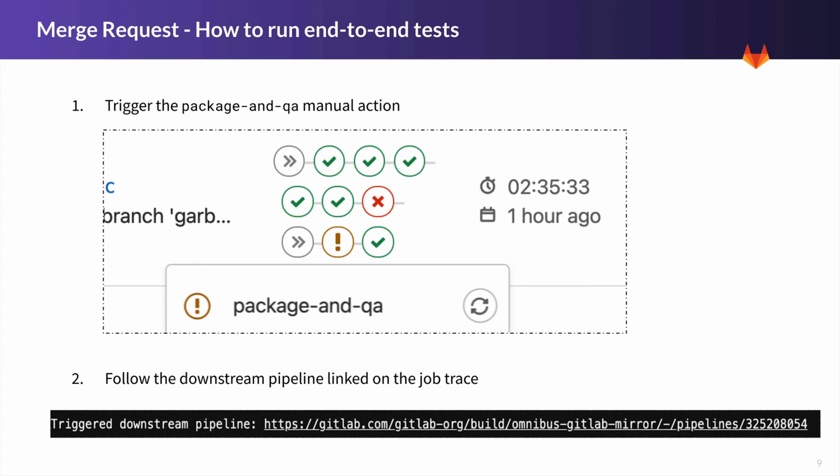Okay, so say you have an MR and you are working on an important feature. You're working on something in the Maven client, for example, and you know that there is test coverage. There is an end-to-end test for this feature, for this package manager, and you just want to make sure that everything is okay, and you would like to trigger this end-to-end test suite in your MR.